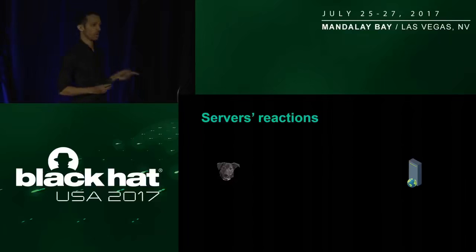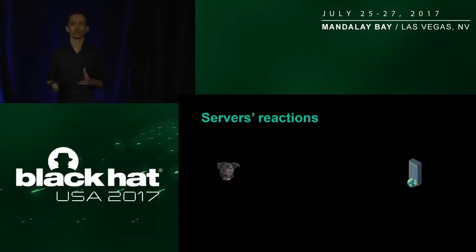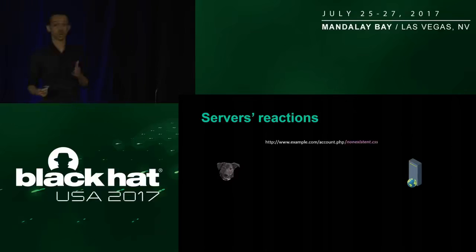So the first time I read about it was when I read about the RPO vulnerability, relative path overwrite, in two blogs, Dispanner and XSS Jigsaw. So let's say there's an application that has this page, account.php. This is an actual page in the application. And the user, for some reason, decides to access this URL. He adds a trailing slash and a name of a non-existent file. So let's see what happens now.